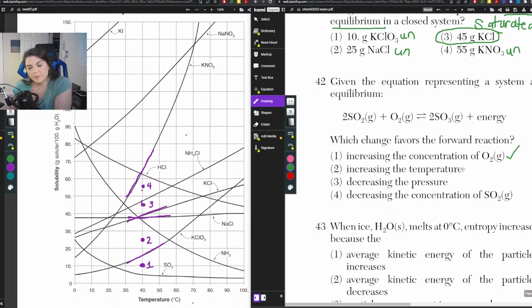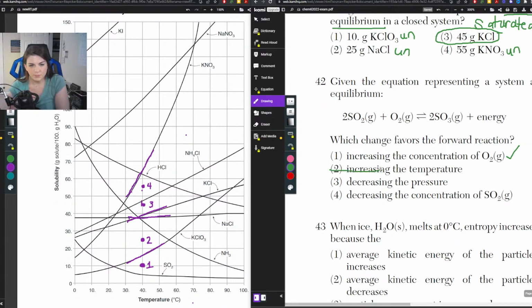Increasing the temperature. This reaction, as it is written, is exothermic. The energy is coming out, and I know that because the energy is a product, meaning this reaction is releasing a bunch of energy. If I give the reaction a bunch of energy, it says, wait, what are you doing? I'm trying to get rid of this energy. So that's going to make the reaction go backwards.